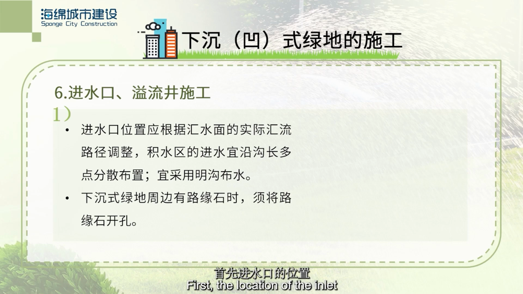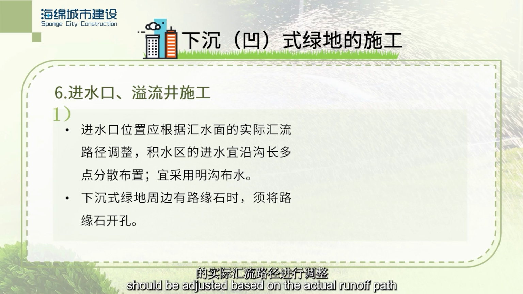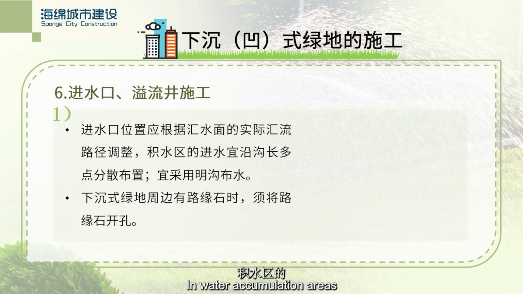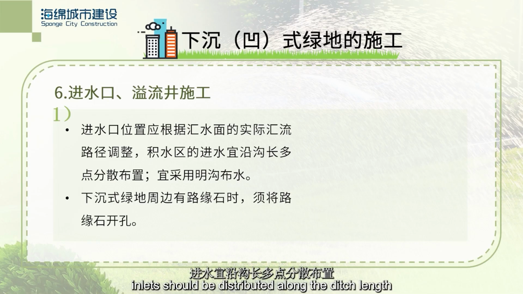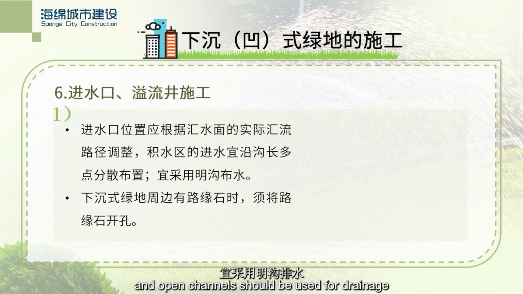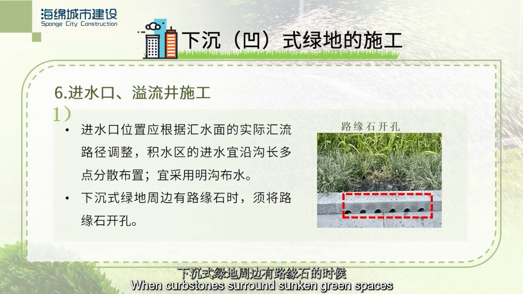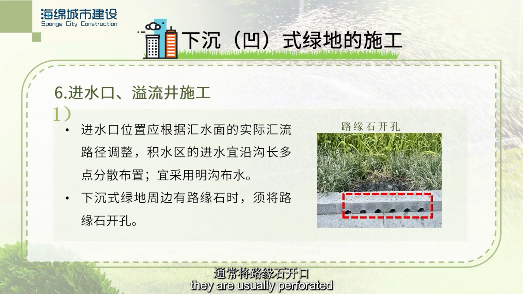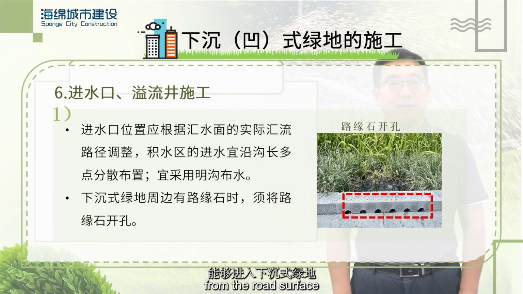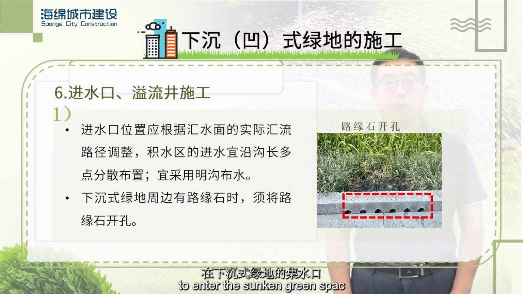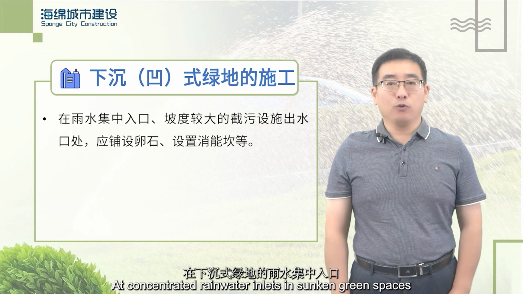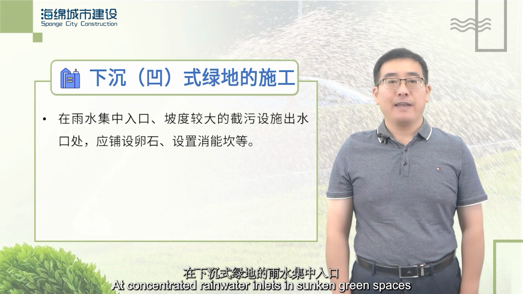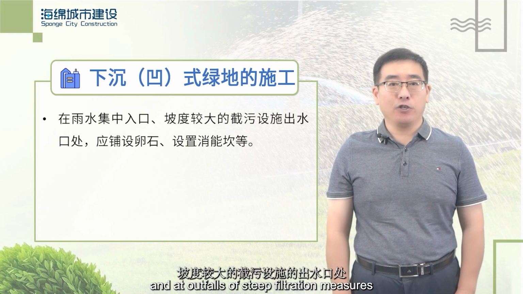First, the location of the inlet with a completed catchment surface should be adjusted based on the actual runoff path in water accumulation areas. Inlets should be distributed along the ditch length, and open channels should be used for drainage. When curbstones surround sunken green spaces, they are usually perforated to allow rainwater from the road surface to enter the sunken green space. Add concentrated rainwater inlets in sunken green spaces, and add upfalls of steep filtration measures.